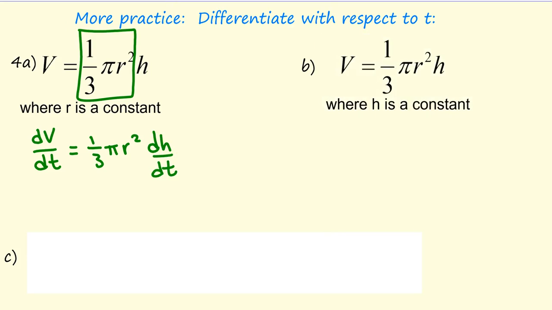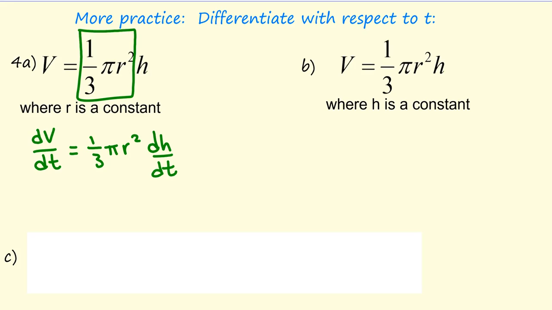Now in part B, same idea, we have the formula for the volume of a cone, but let's suppose this cone has a constant height. So it could be that the size of the cone is changing, which would change the volume and the radius, but it's just changing because the radius is growing or shrinking and the height is staying the same.